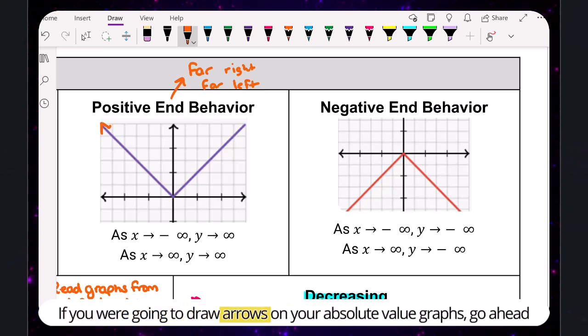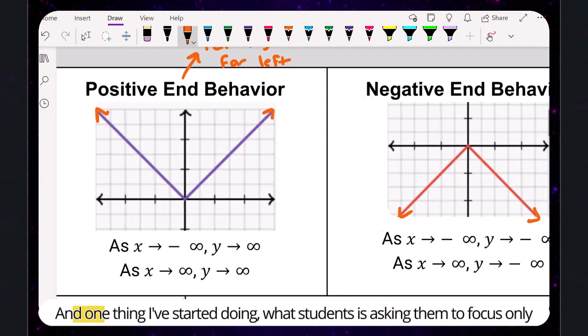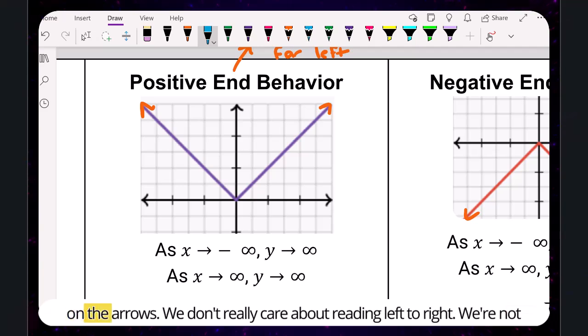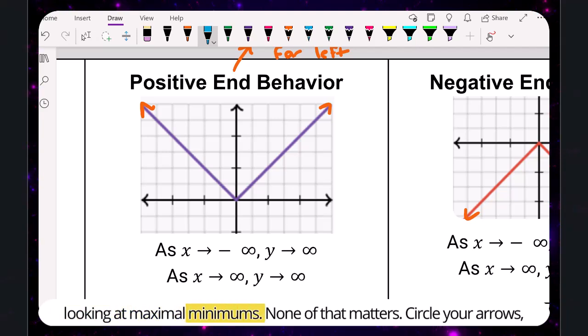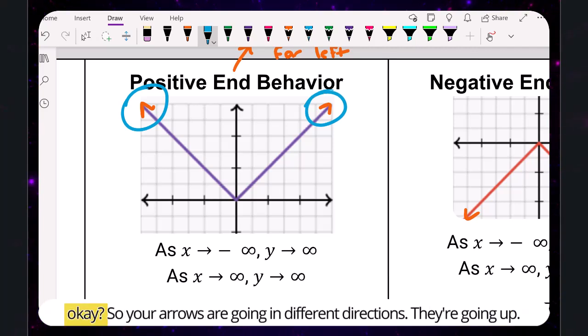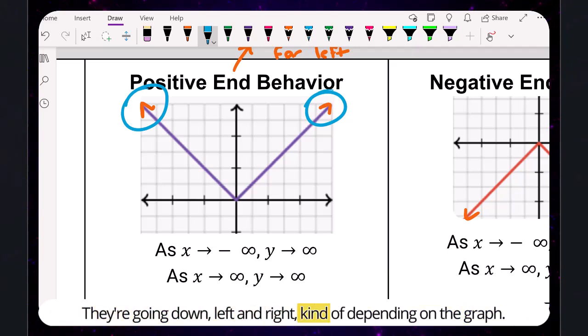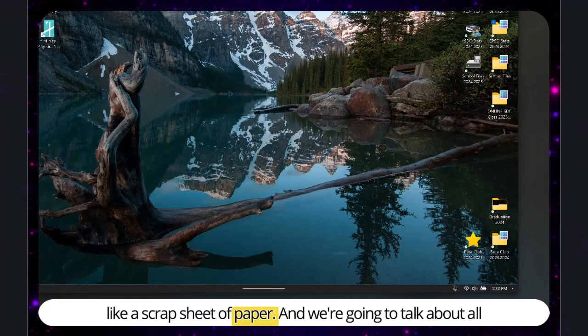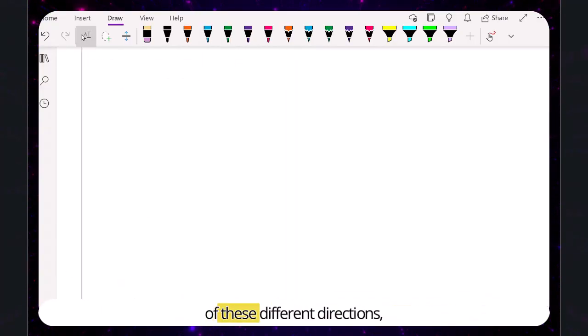If you were going to draw arrows on your absolute value graphs, go ahead and do that. And one thing I've started doing with my students is asking them to focus only on the arrows. We don't really care about reading left to right. We're not looking at maximum minimums. None of that matters. Circle your arrows, okay? So your arrows are going in different directions. They're going up, they're going down, left and right, kind of depending on the graph. So before I get too far into this, what I need you to do is get kind of like a scrap sheet of paper, and we're going to talk about all of these different directions, okay?